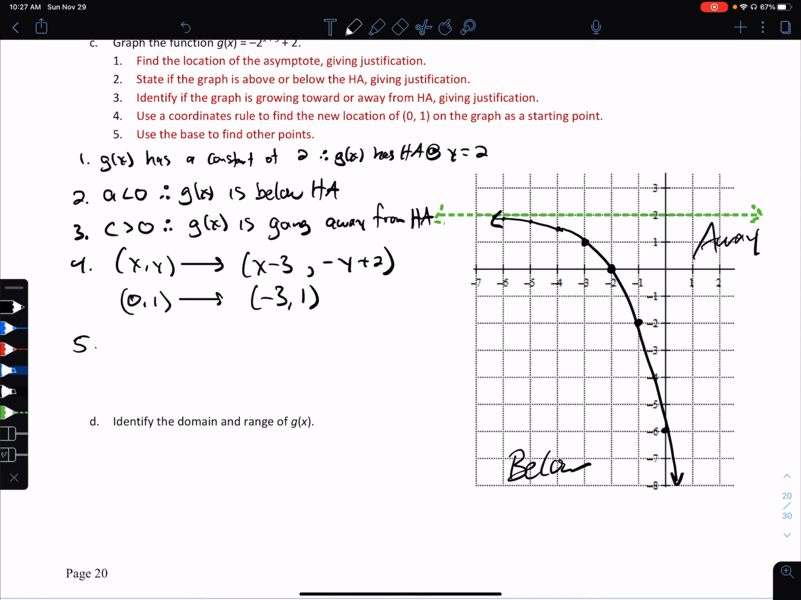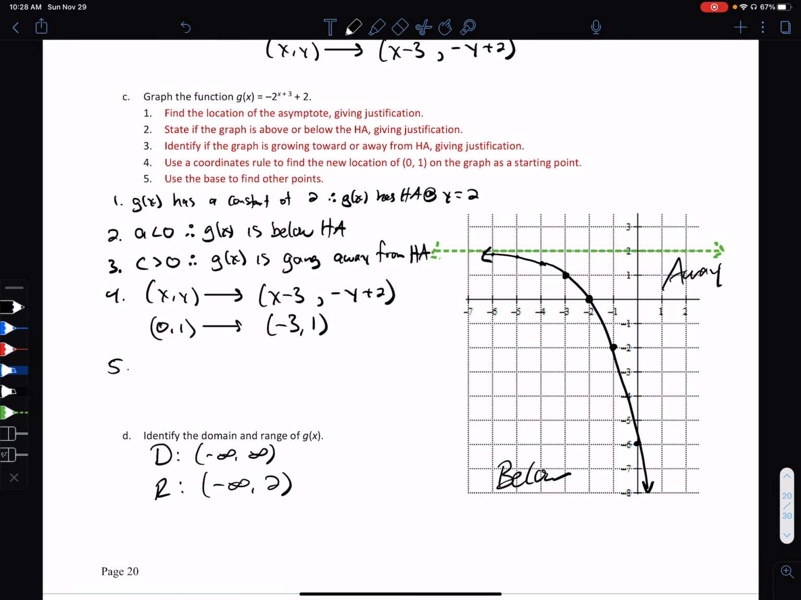Identify the domain and range. Well, the domain is the same every time it's an exponential function. It's all real numbers. The range is either all the numbers above the horizontal asymptote or all numbers below the horizontal asymptote. Our graph is below. So that's my range. All right, that is the gist of how we're going to do this. I'm going to stop this video and then we'll do 3 or 4 more examples of this.